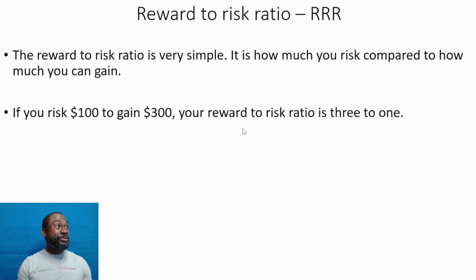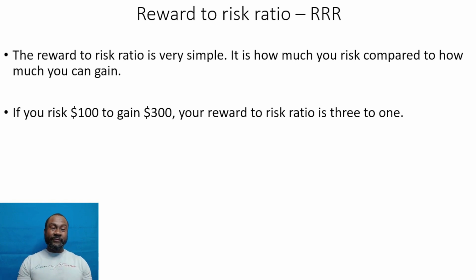So if you risk $100 to gain $300, your reward to risk ratio is 3 to 1. That's great. That's a very good risk to reward, 3 to 1. If the market goes against your position, now you're losing $100. But if it goes to your position, hit your profit, you'll make 300.